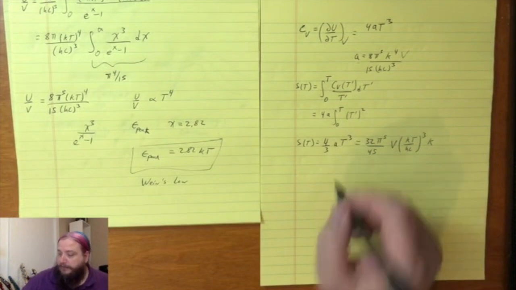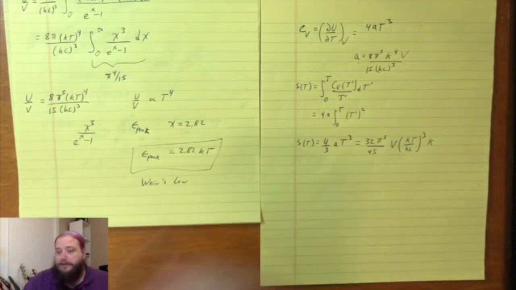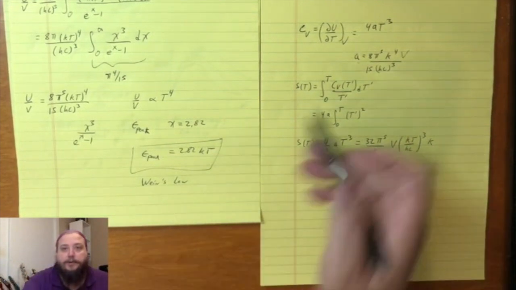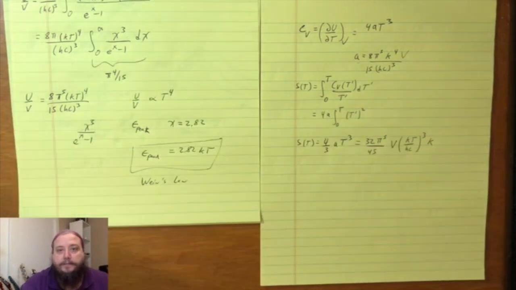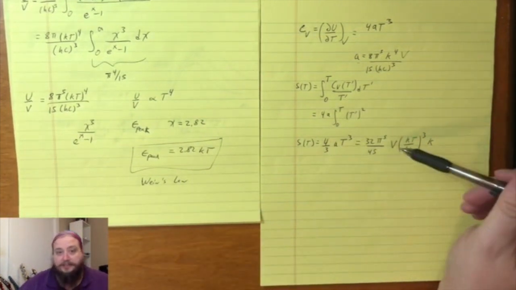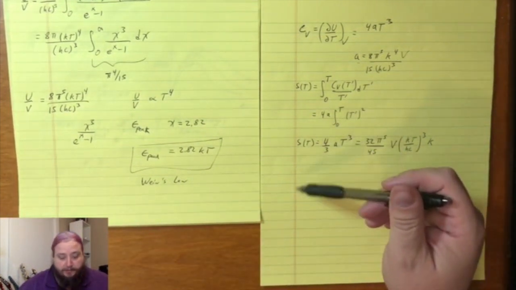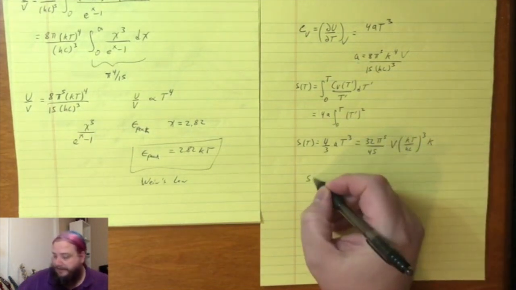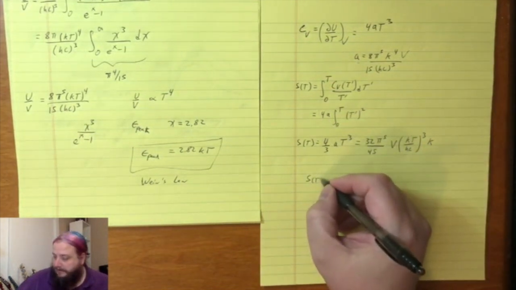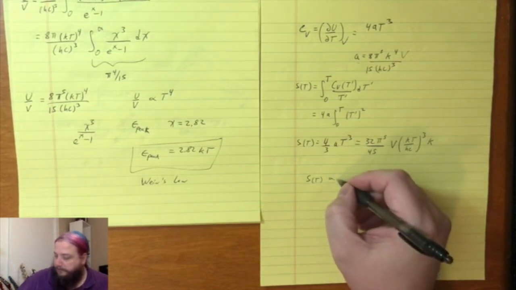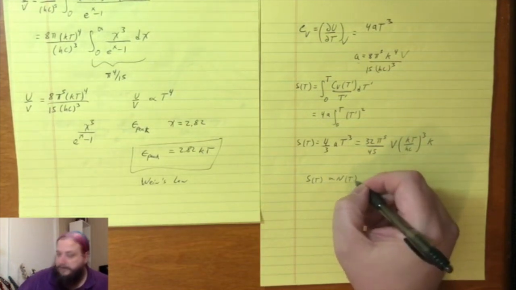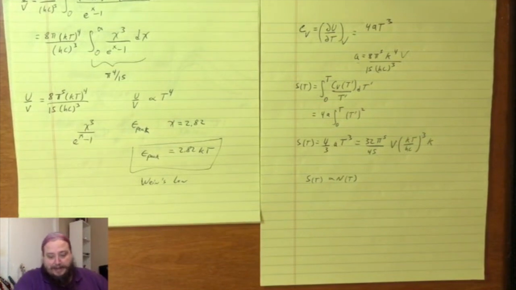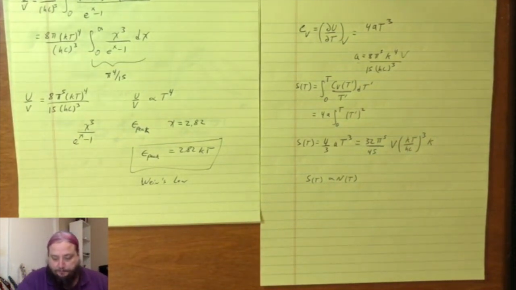If we went through and derived a similar relationship for the number of particles, then we would find that the entropy is also proportional to the number of photons at a particular temperature.